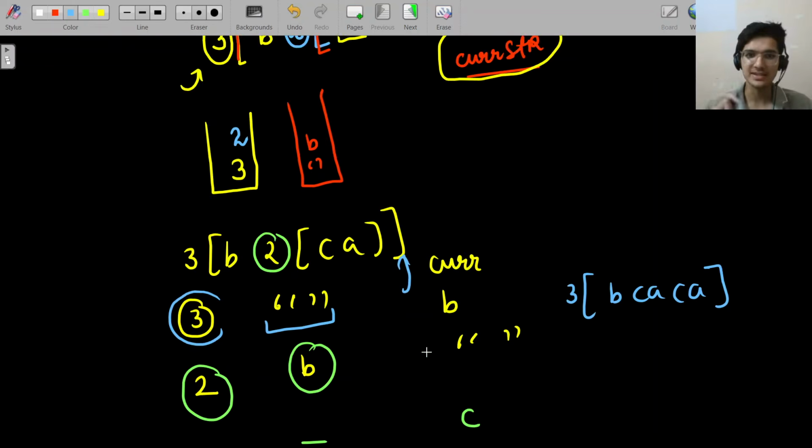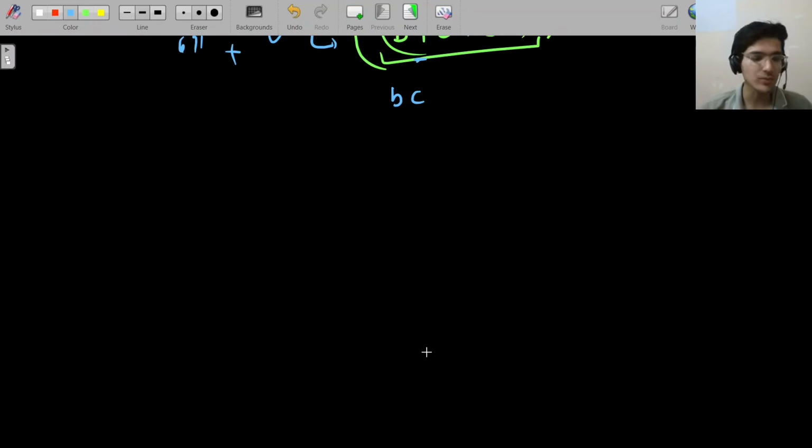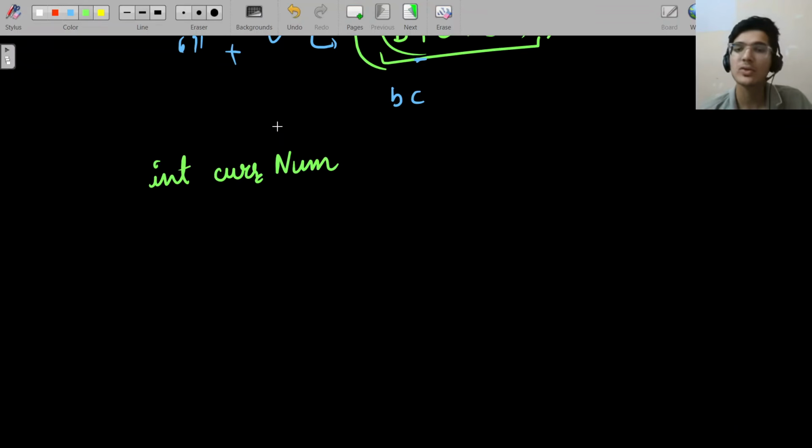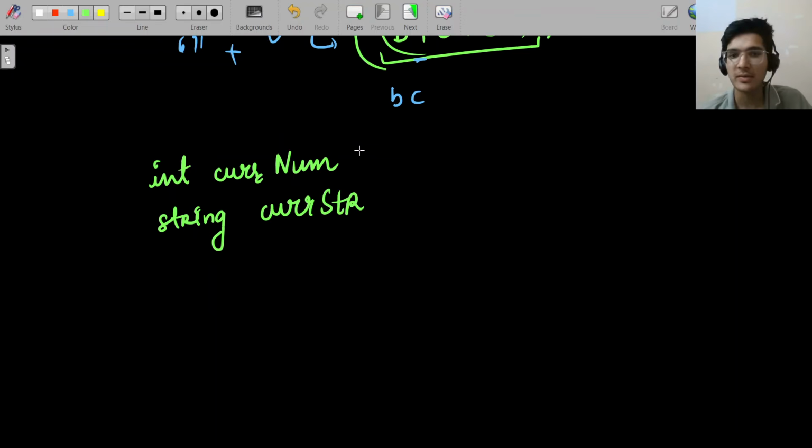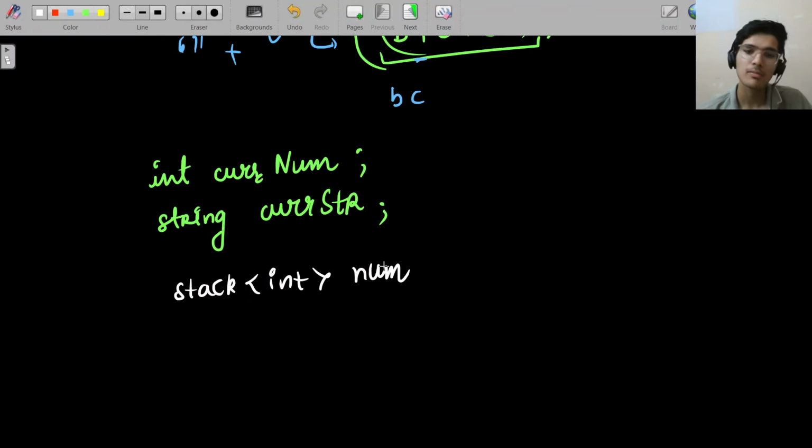So the main idea is what we are essentially maintaining. Actually, we are maintaining 4 things. We are maintaining a current number, cur num. We are maintaining a current string. We are maintaining 2 stacks as well: a stack of integers and a stack of strings as well.